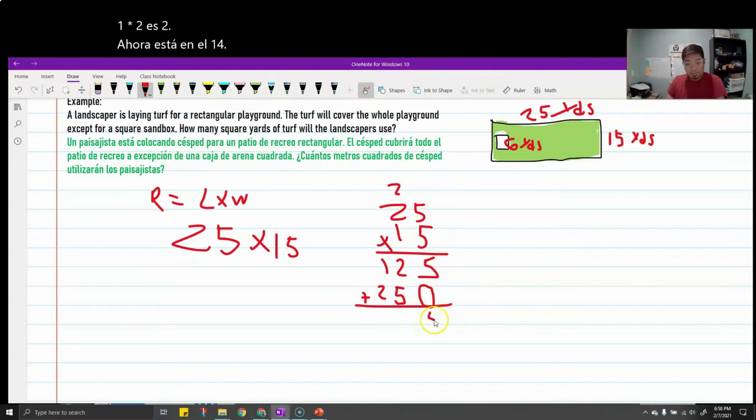5 plus 0 is 5. 5 plus 2 is 7. 1 plus 2 is 3. 375. 375 what? Yards, good. Okay, so this is only for the rectangle though.